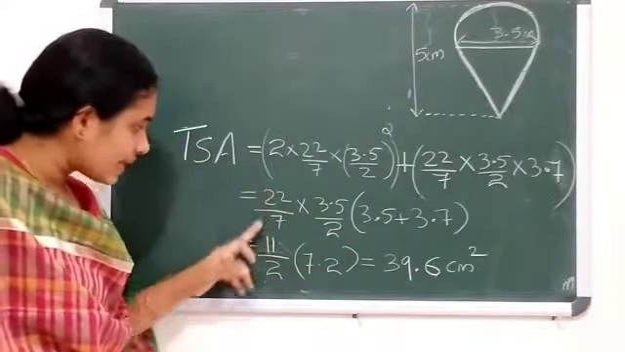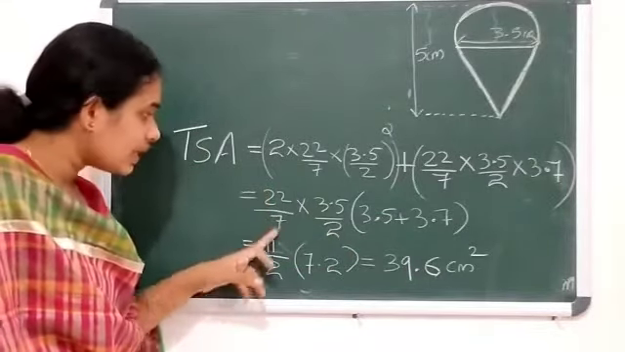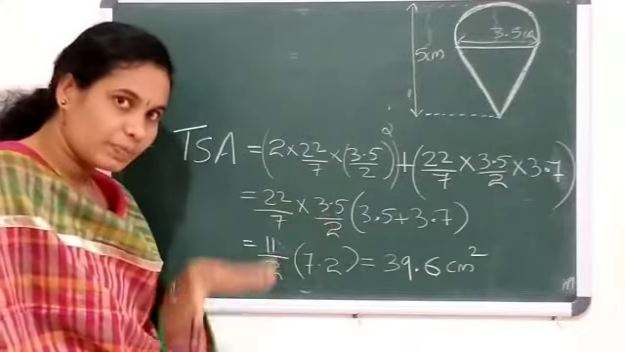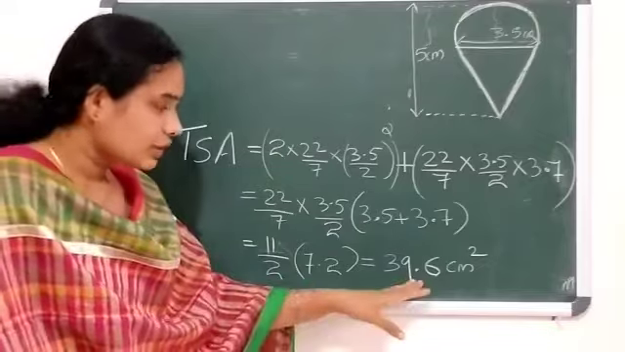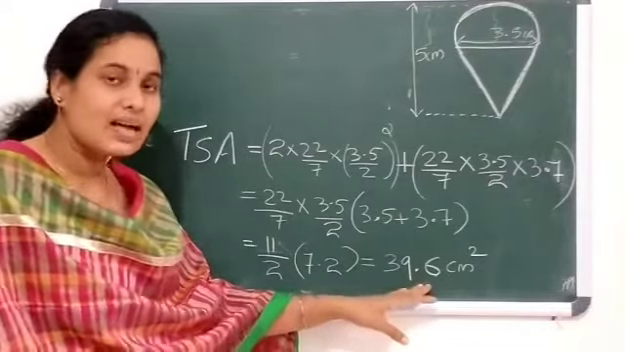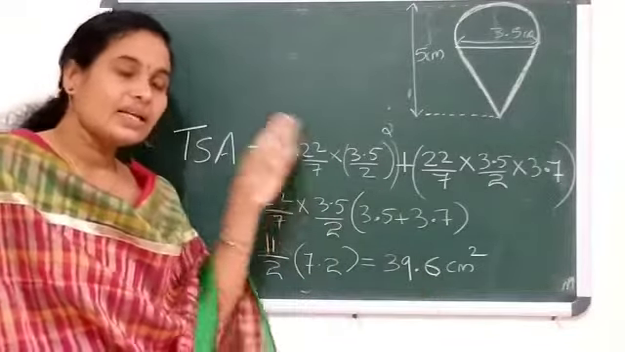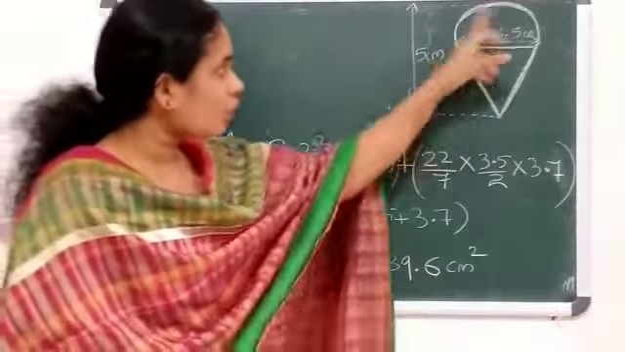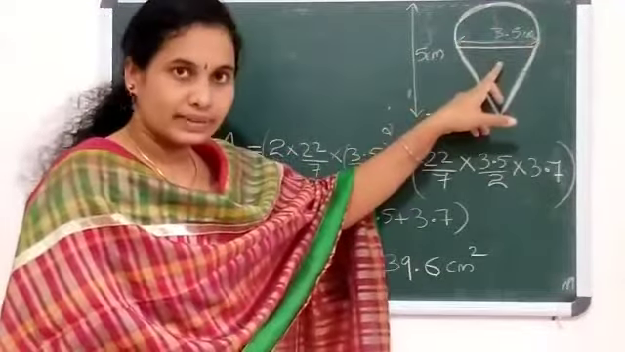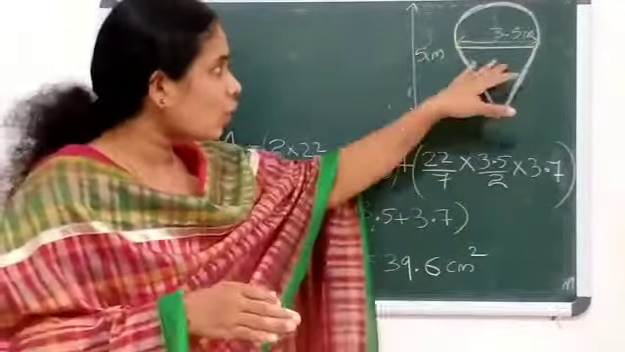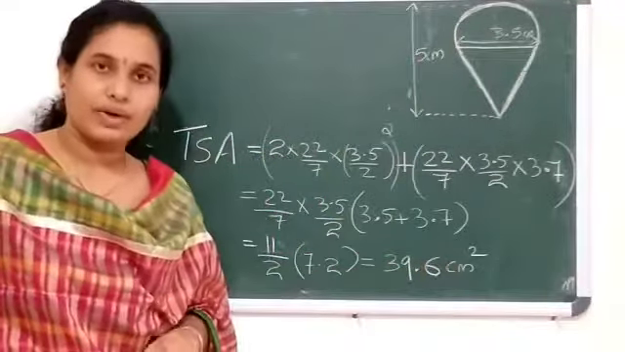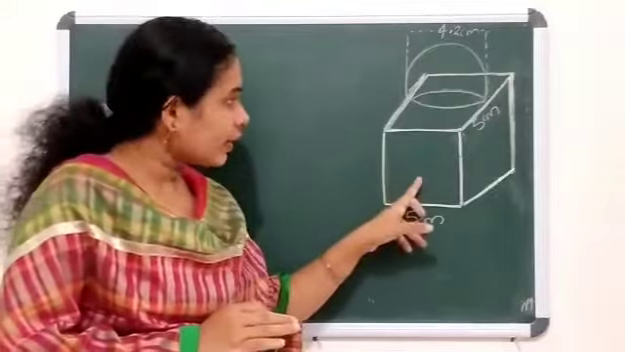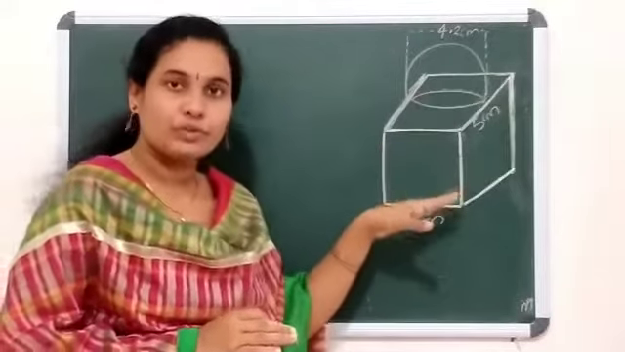Here 2 and 22 get cancelled and you will get 11 here. 7 and 3.5 you please cancel, then you will get 2 here. So the answer is 39.6. This is the final answer. That is the total surface area of this new solid we obtained by combining the cone and hemisphere is 39.6 centimeter square.